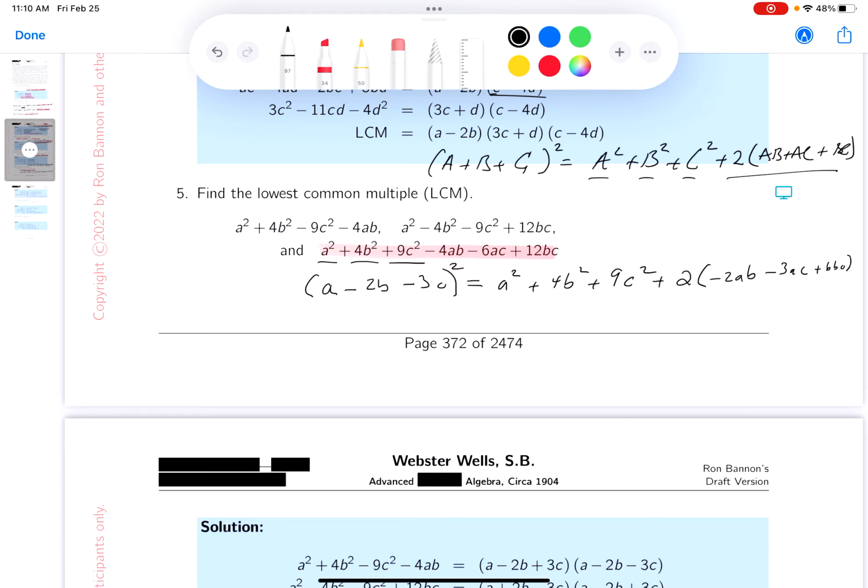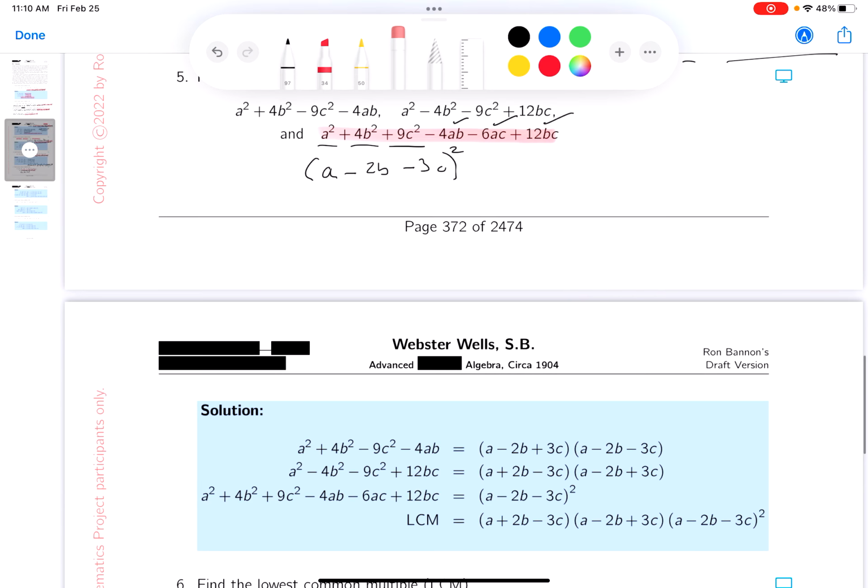Now, the question is, do you get what you want? Well, certainly 2 times minus 2AB is minus 4AB. And 2 times minus 3AC is minus 6AC. And 2 times 6BC is 12BC. So I'm pretty comfortable about that, all right? So I am very comfortable that last guy factors as advertised quite simply. All right, let's go back. I want to make sure you see this in the key, by the way. I write down A minus 2B minus 3C.